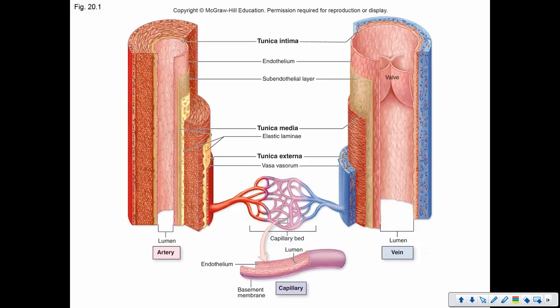Myocardium, and then the internal layer? Endocardium. So just make sure you know those two. Yeah.